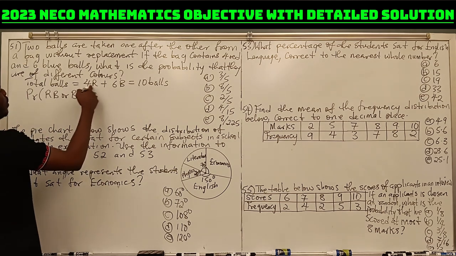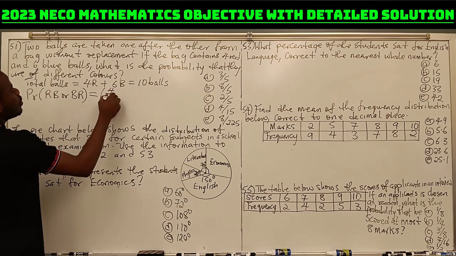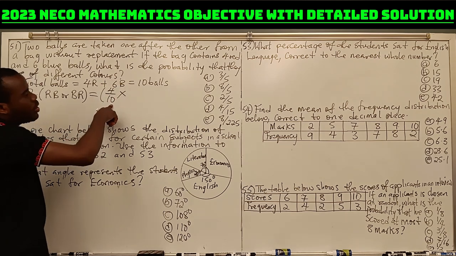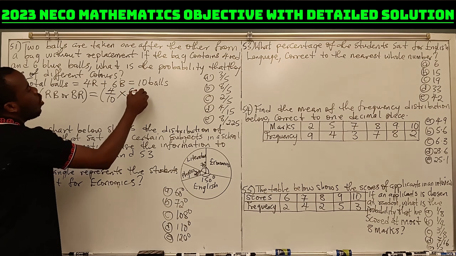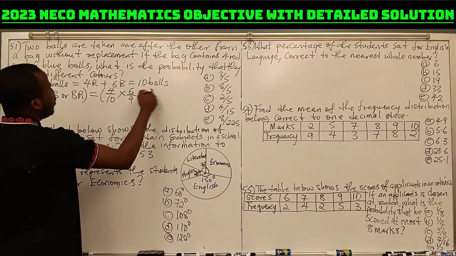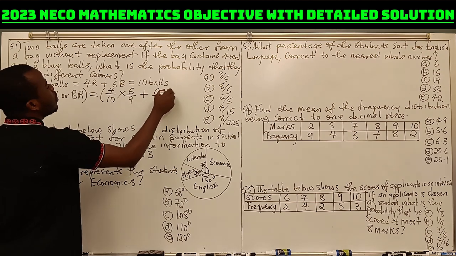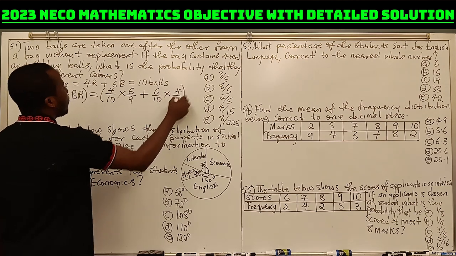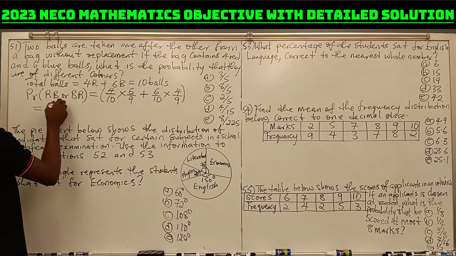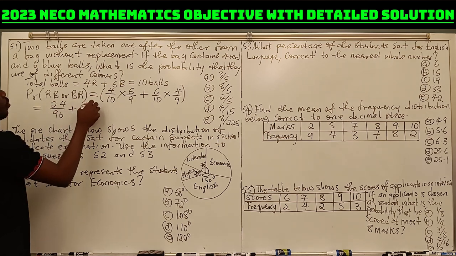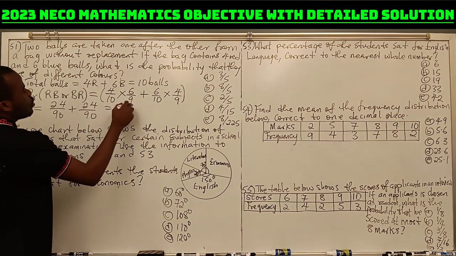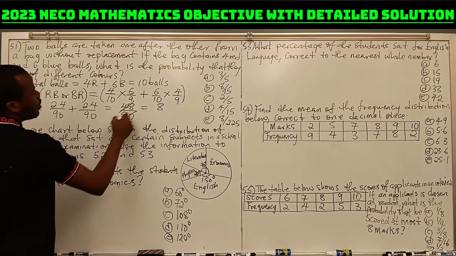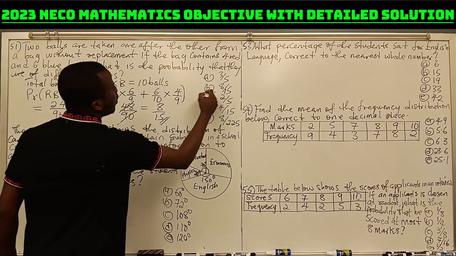So probability of red will be 4 over 10 times probability of blue without replacement. So the total ball has decreased by 1, which is 9. So probability of picking blue will be 6 over 9. Or we add probability of blue, which is 6 over 10, times probability of red, the total ball have decreased by 1, which is 4 over 9. So this will give us 24 over 90 plus 24 over 90. This is 48 over 90. So 6 can go here. 8 times 6 can go here 15 times. So the probability is 8 over 15.